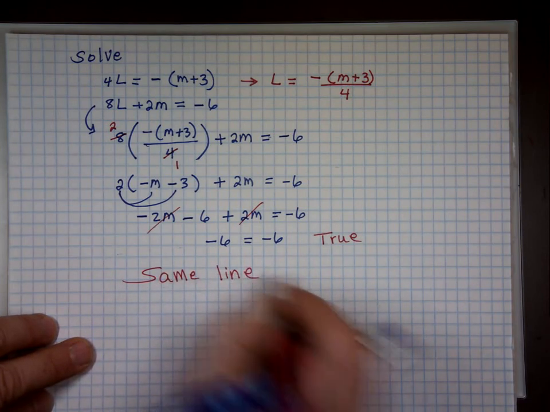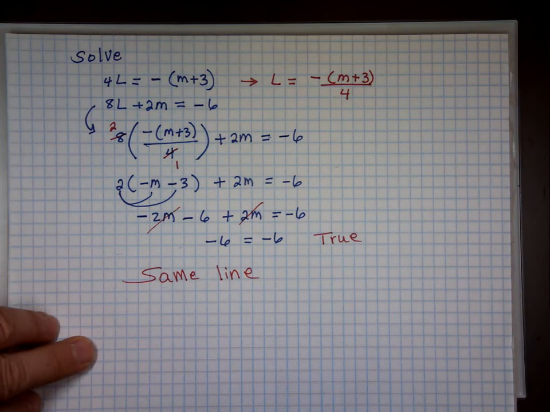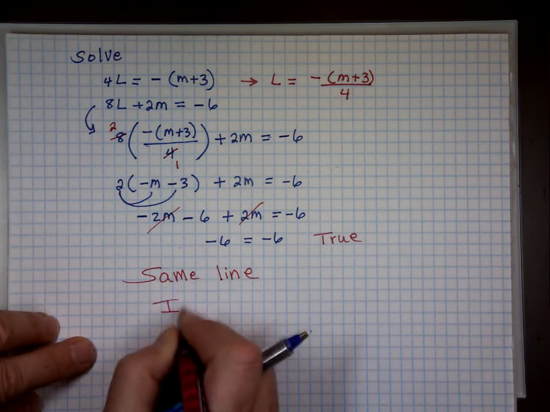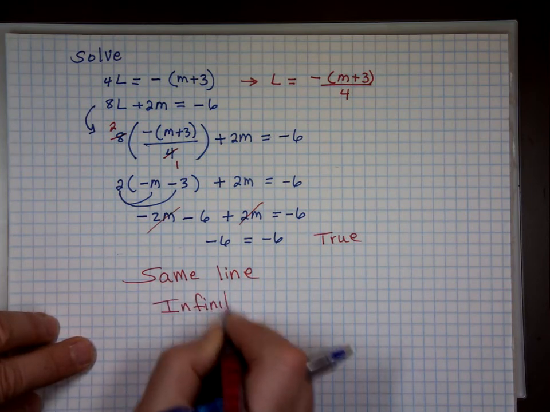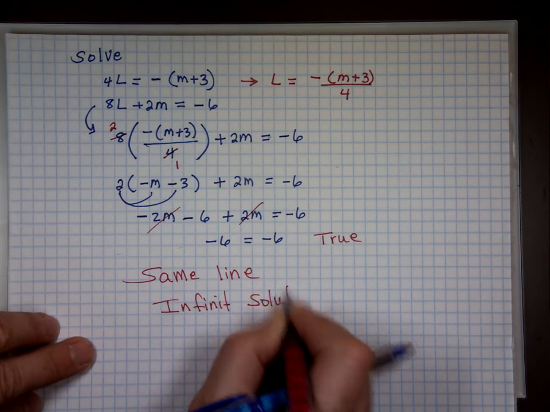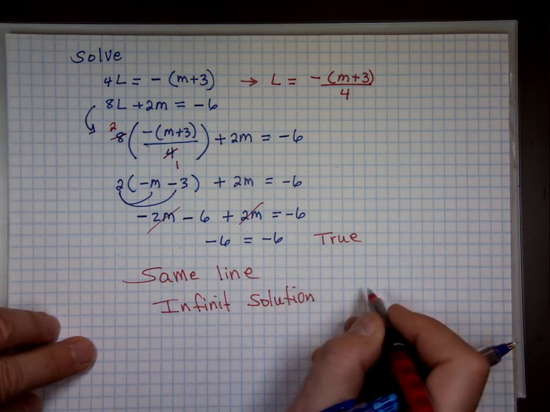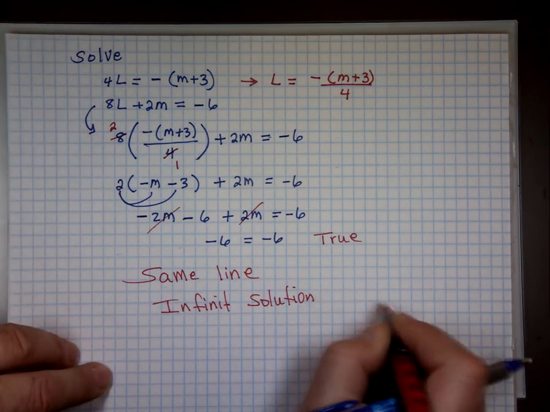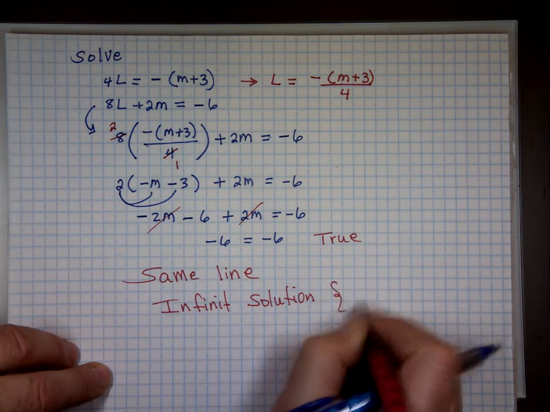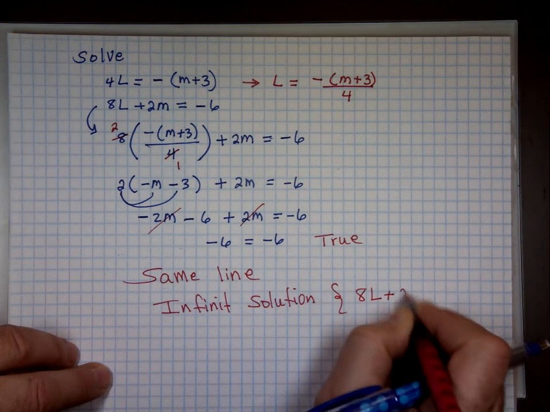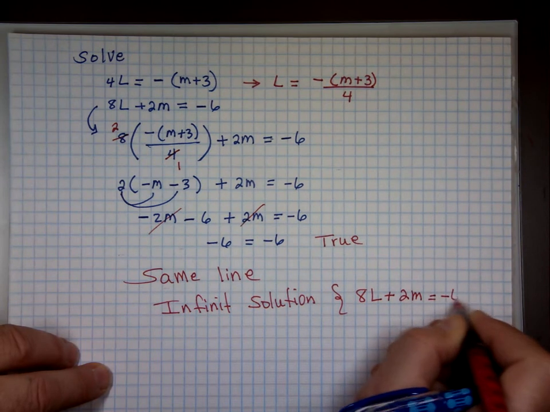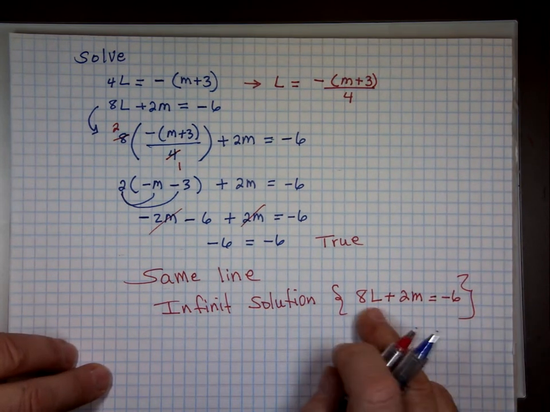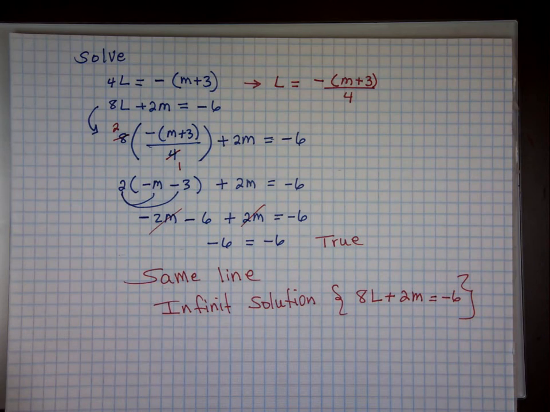If it's the same line, what do we know about the solution? Infinite solutions. You have infinite points. When I say infinite points, any points on either line. So I can just write one of the equations if you want to. I can say, you know what? 8L plus 2m equals negative 6. What that means, any point on this line will be a solution for both of them. It's the same graph. So if you have a false statement, no solution.